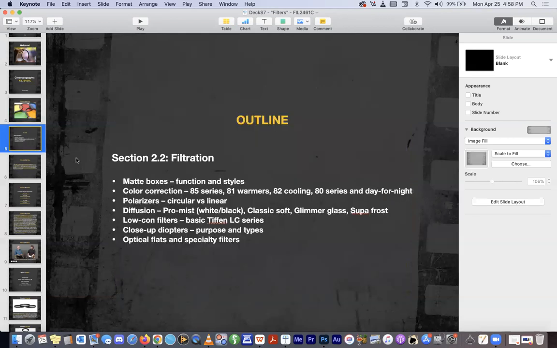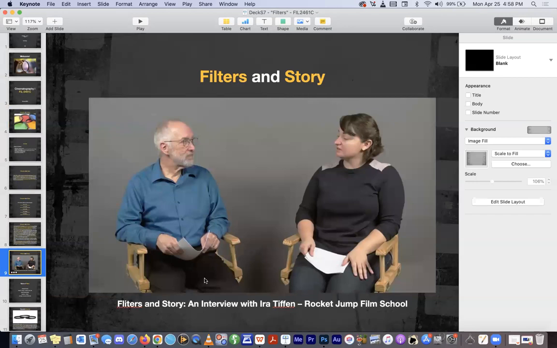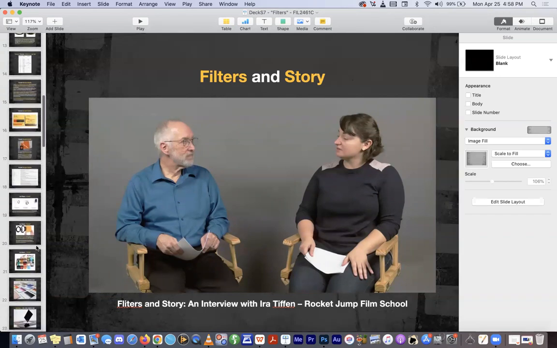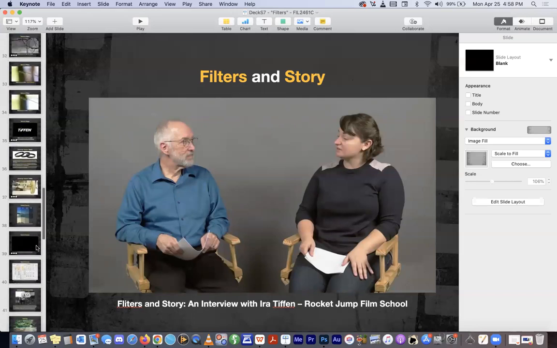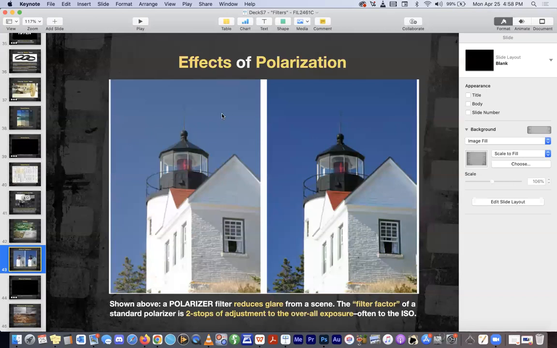And some filters you really can't add after the fact. For instance, polarizing filters, one of the first filters we talk about. It's one of the five filters that Ira Tiffin describes as the critical filters in any camera package. And the polarizer is basically helping to accentuate or saturate colors in your images. For instance, here's a split screen of an image of a lighthouse shot without a polarizer and with a polarizer. The first thing you notice between the two frames is the sky is a much deeper blue under the polarizer than it is without. Red, blue, and green are all less saturated without it, right? The polarizer is going to deepen and brighten all of your colors.